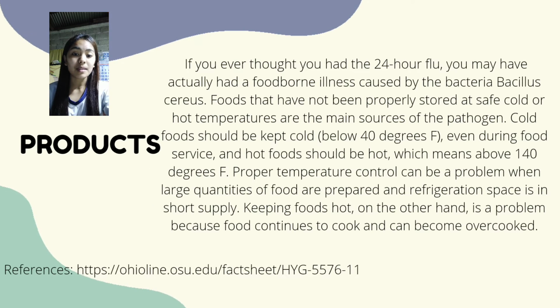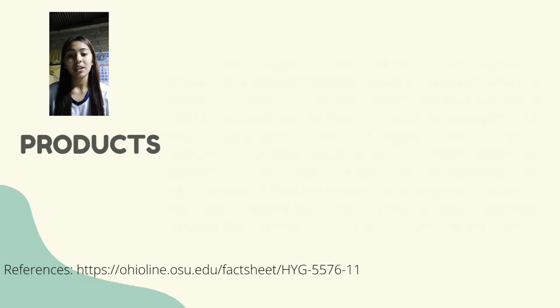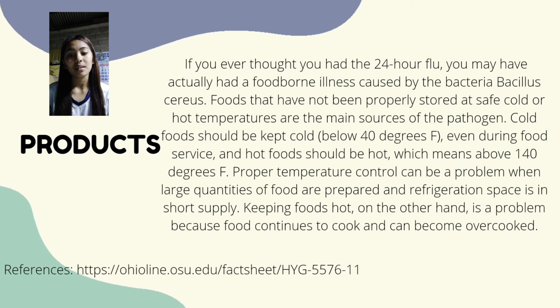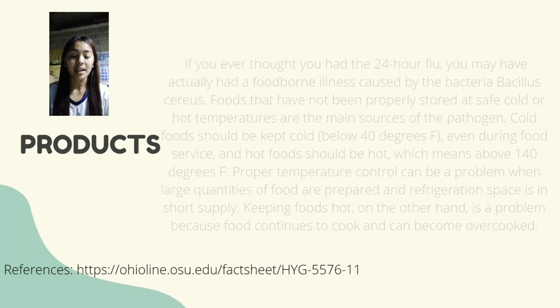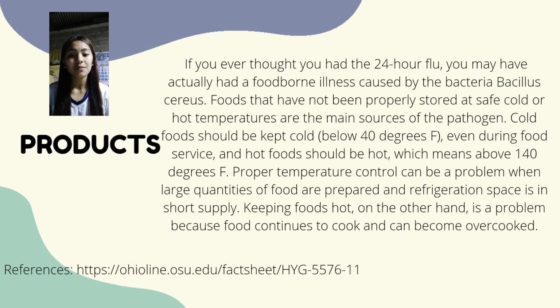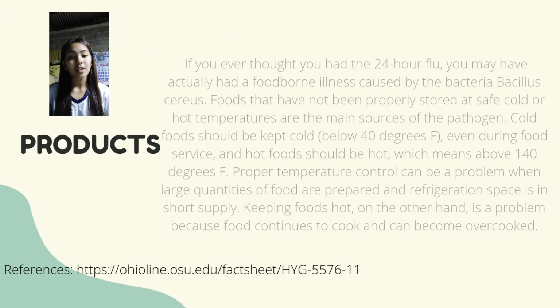The next source of Bacillus is the products. In products, if you ever thought you had 24-hour flu, you may have actually had a foodborne illness caused by the bacteria Bacillus cereus. Foods that have not been properly stored at safe cold or high temperatures are the main sources of the pathogen. Cool foods should be kept cold, below 40 degrees Fahrenheit, even during food service, and hot food should be hot, which means above 140 degrees Fahrenheit. Proper temperature control can be a problem when large quantities of food are prepared in limited refrigeration space.